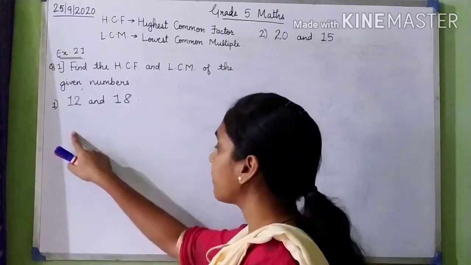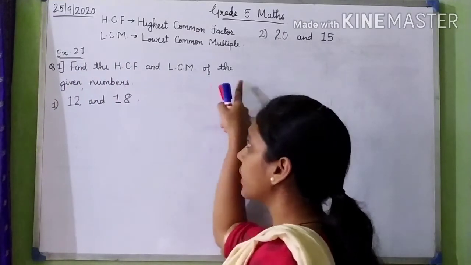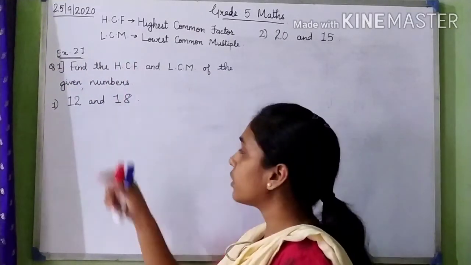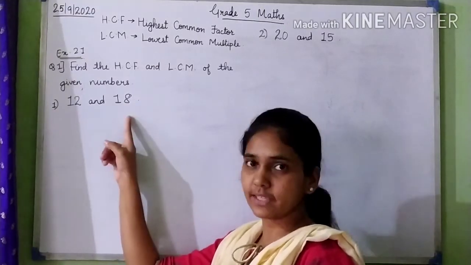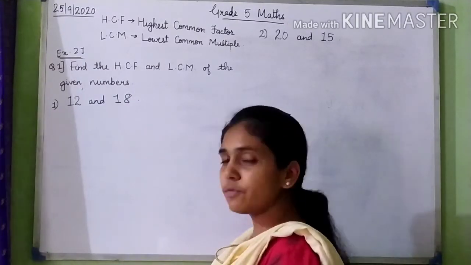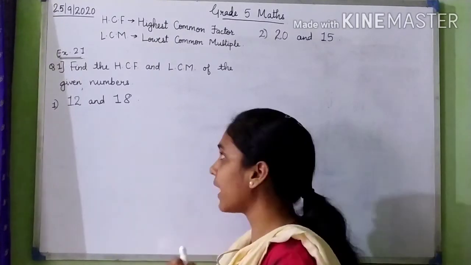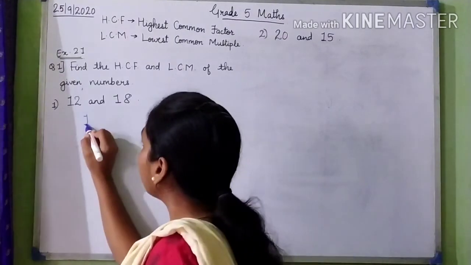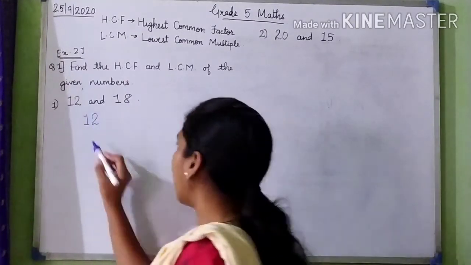The first question says find the HCF and LCM of the given numbers. So the first sum, the two numbers given to us are 12 and 18. First we find the factors of each number. So how do we find the factors? First we write the number which is given to you. The first number is 12, so I have written 12.